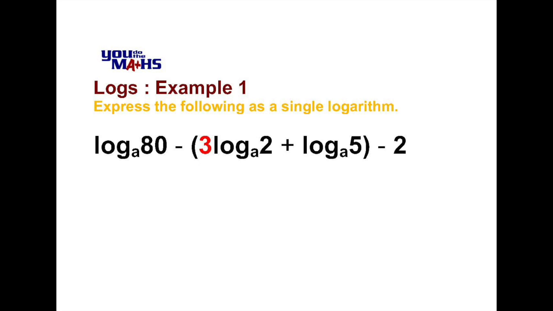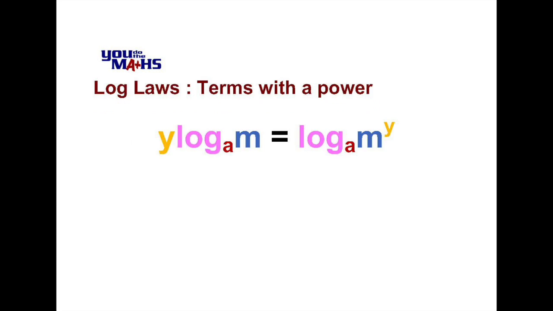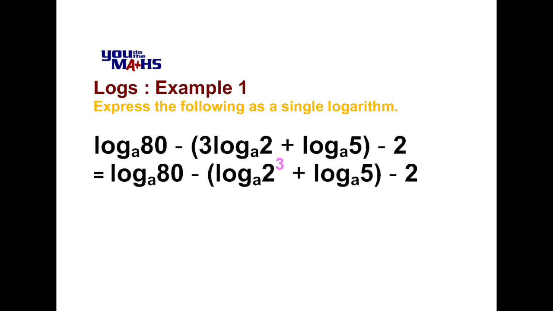And we do that by using a log law which says that if we have a number at the front of a log, we can bring it inside the log. So in this case it becomes log base a of 2 to the power 3. We can now simplify the expression in the bracket because we have a sum of 2 logs. And we can rewrite that as log base a of 2 to the power 3 multiplied by 5.